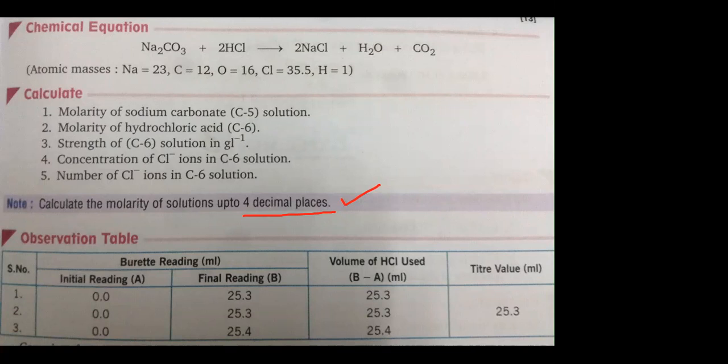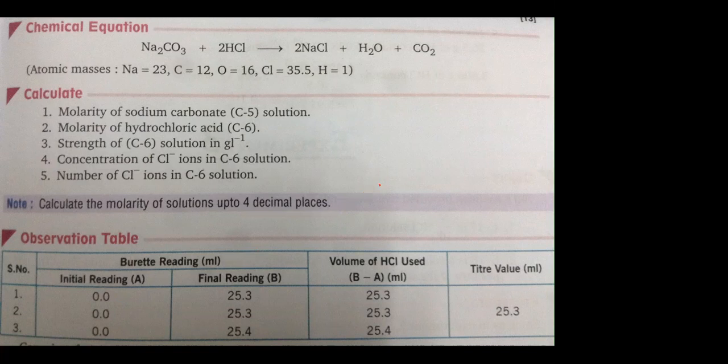And if you look at the observation table, you see the burette reading is mentioned here, the initial reading, the final reading, and you got the volume of HCl used. 25.3 is what we have used for the calculations. So now let's move to the next experiment where some other questions are given.